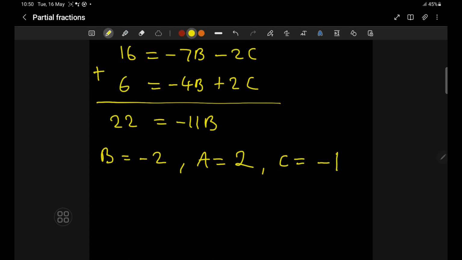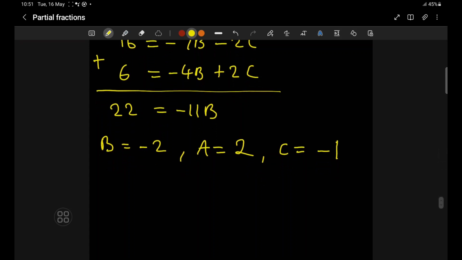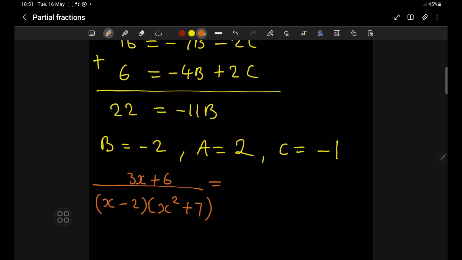So now that we have these values, we can write them in our partial decomposition. So our final expression now will look like this. It will have 2 over x minus 2 plus, so our b is negative 2, so we'll have negative 2x minus 1, which is c, over x squared plus 7. And we are done.